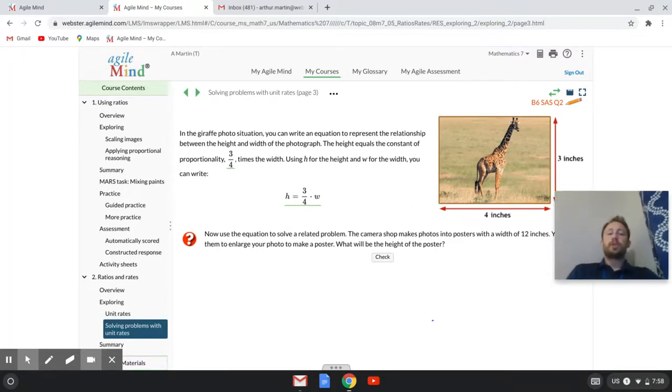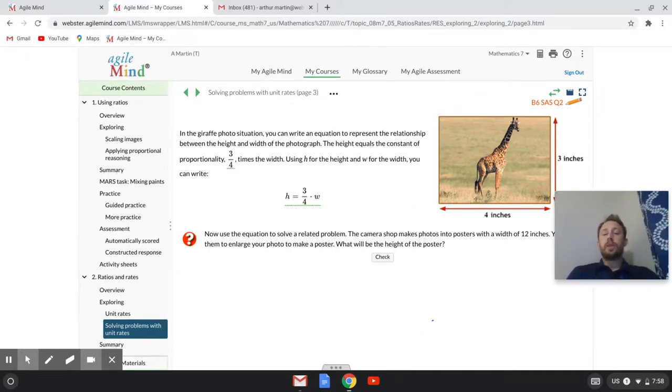All right, so looking at page 3, it says that in the giraffe photo situation, you can write an equation to represent the relationship between the height and width of the photograph. And the height equals the constant of proportionality, 3/4 times the width. Using h for the height and w for the width, you can write h equals 3/4 times the width. So that means to find the height, we're going to do 3/4 times any width, and we'll be able to find the height.